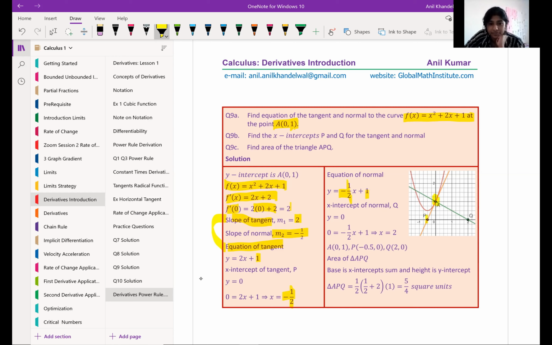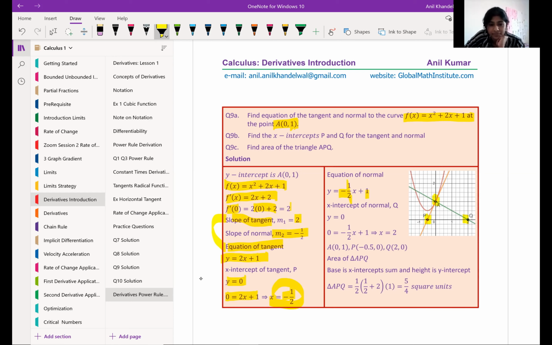We are interested in finding the x-intercept for the tangent and for the normal. So continuing with the tangent equation, which was y equals 2x plus 1, substitute y equals 0 to find the x-intercept. When you do that, you can simplify this to get x as minus half. So that is the value, x of minus half here, correct?